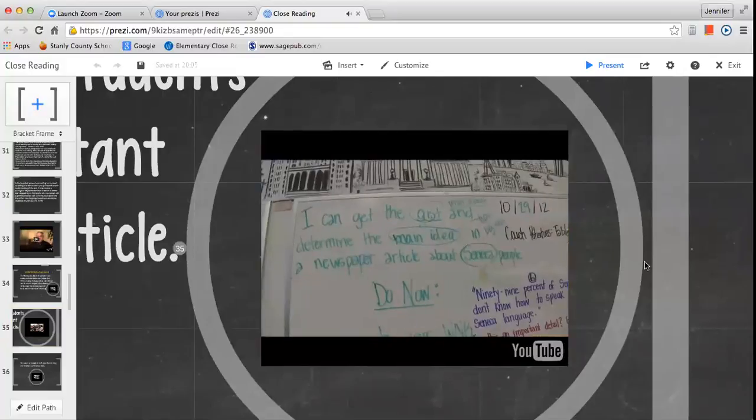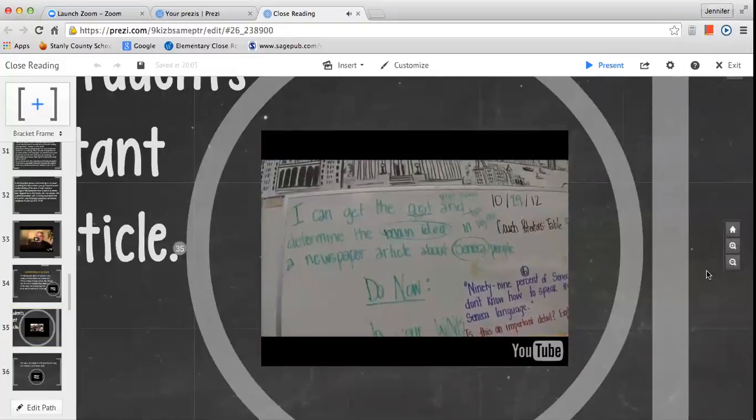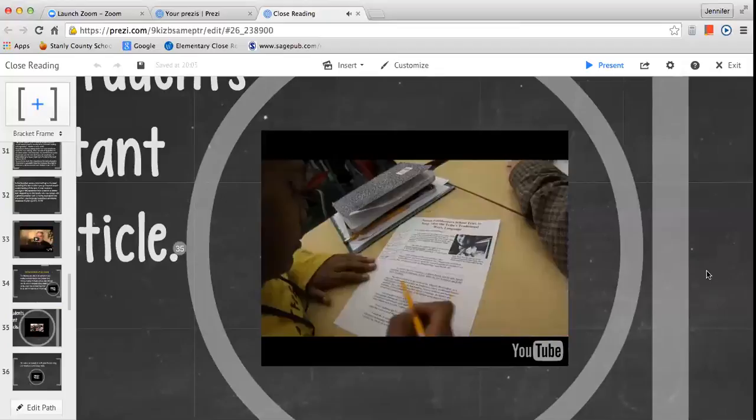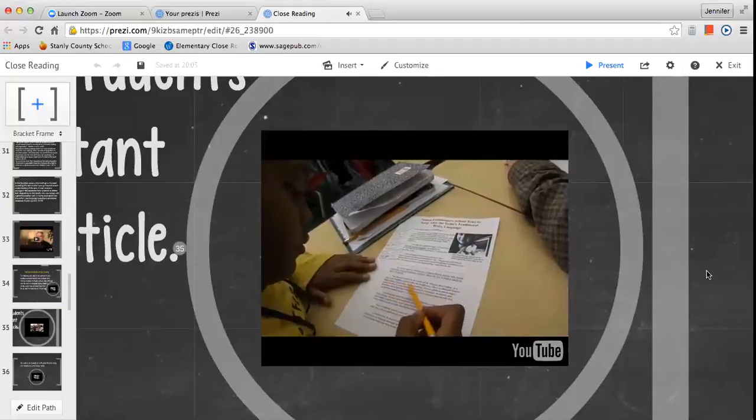The text I chose for today's class was an article from the Buffalo News about a Seneca school called Faith Keepers that teaches a lot about Seneca language and culture.